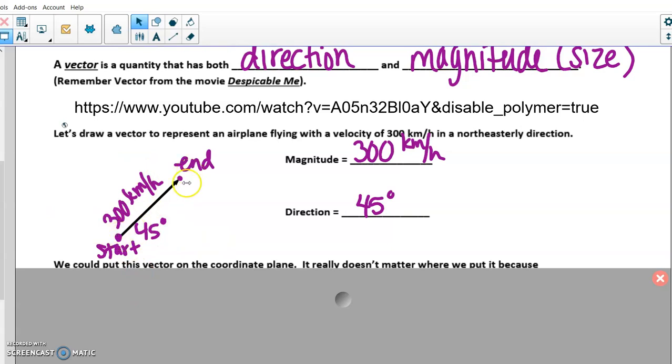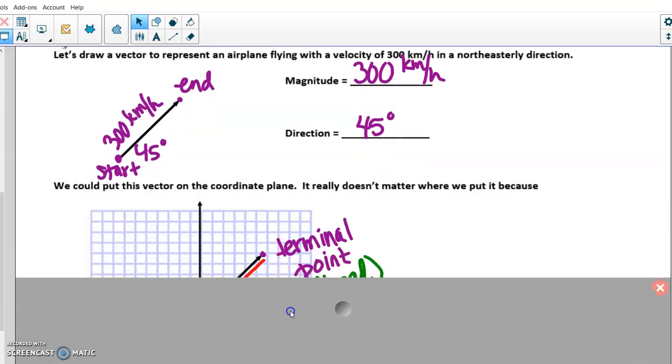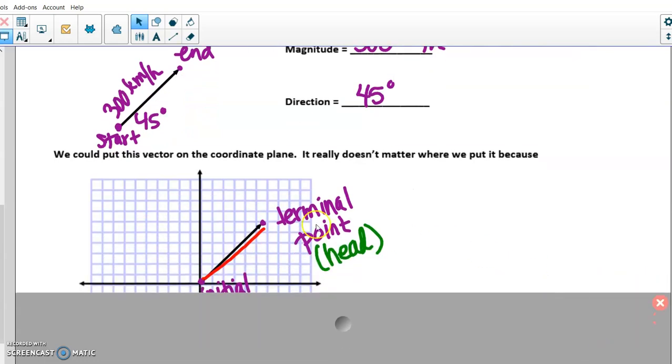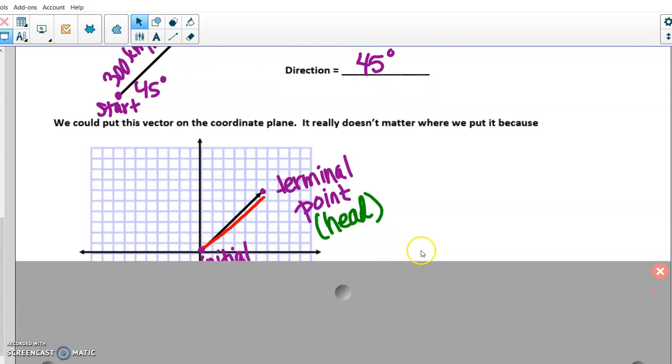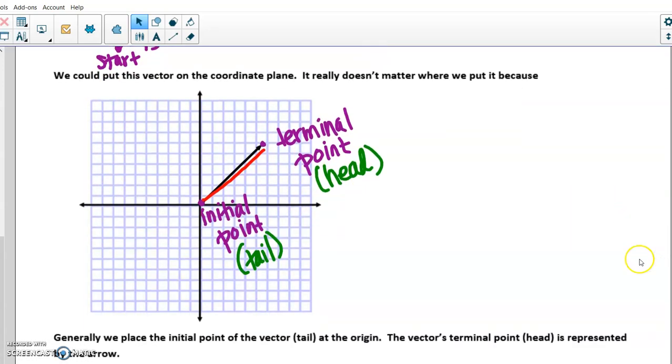You always are going to have a start and an end to your vector. And this angle that it makes with the horizontal is 45 degrees. And our magnitude, or the size of our vector, is the 300 kilometers per hour. So let me show you another example. Like I said just now, we could put this vector on the coordinate plane, but it really doesn't matter where we put it because we can put it in an empty space. Regardless, your vector just has to show the direction and the magnitude.